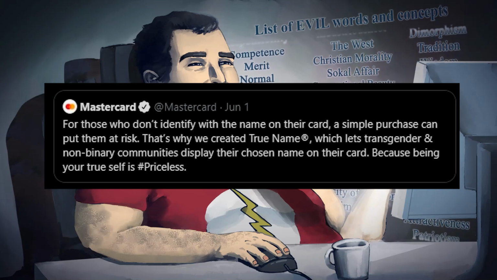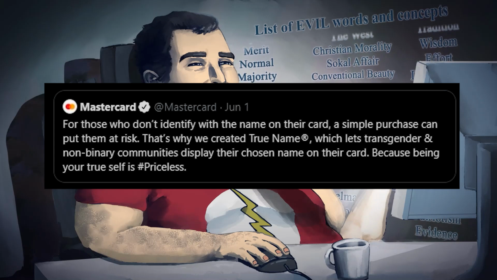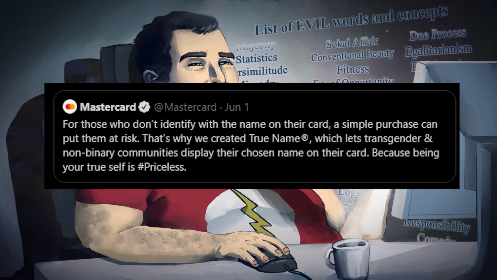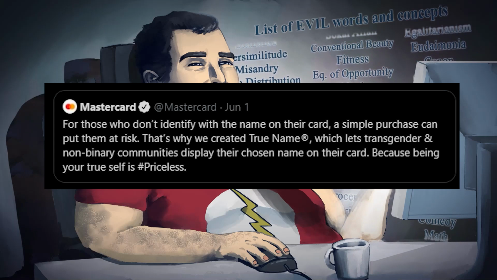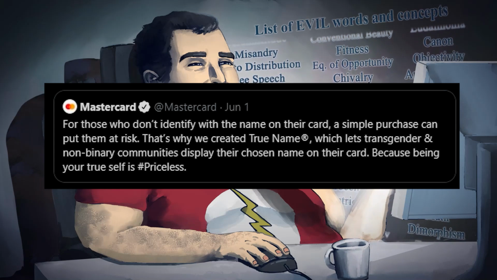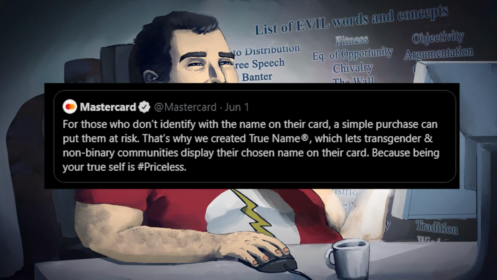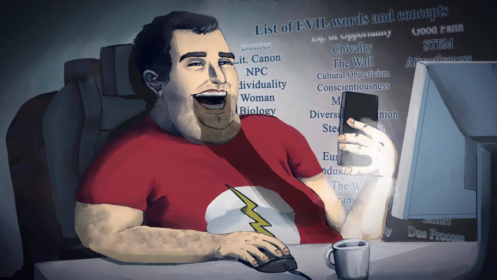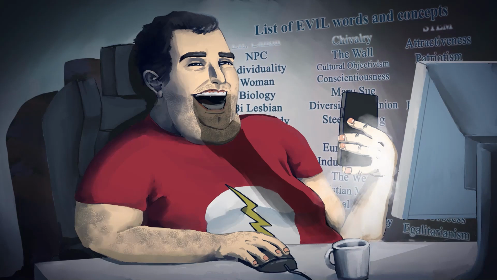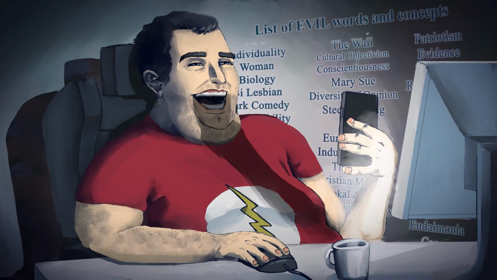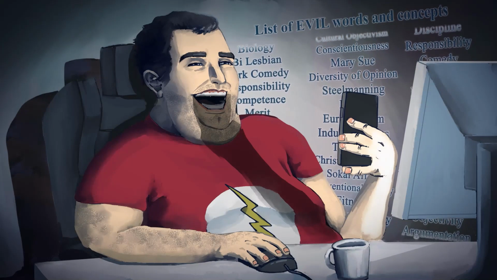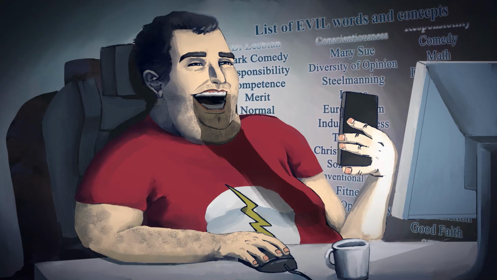MasterCard even created something called True Name, which allows transgender and non-binary people to display their chosen name on their credit card, regardless of legal status. This is 100% gonna open the way to fraud and also trolling. Thanks, Twitter. And we can actually see the progressive hypocrisy on being anonymous, because even as they screech for protecting anonymity for their activists, they are absolutely, overwhelmingly the faction of cancel culture right now.